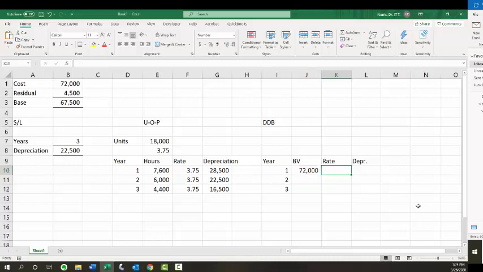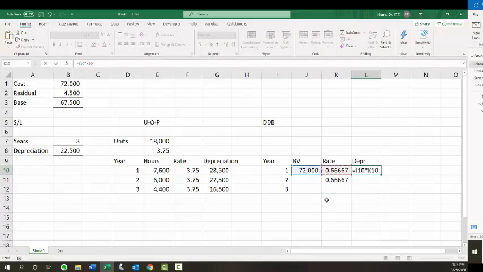The rate is 100% divided by the number of years times 2. So we're going to go 1 divided by 3 times 2. And that's going to give us a depreciation rate of 66.667%. All right? So if we multiply that times the book value, we get 48,000.